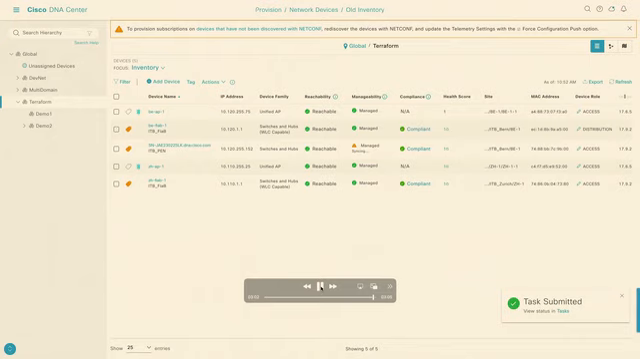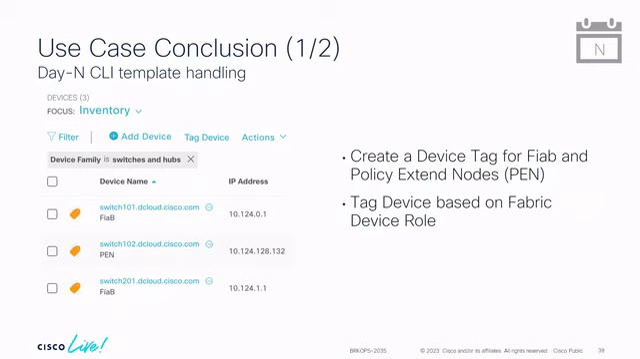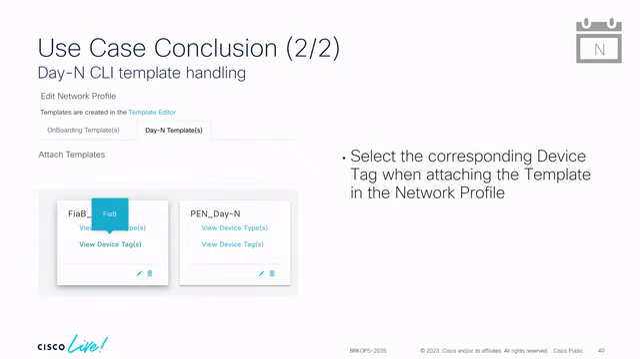So let's move back to the presentation then. To summarize the template handling, we created the device tag and assigned the device tag to the network devices. And then afterwards, we have been able to select the corresponding configuration and added that to the network profile. And during provisioning, we have seen the distinction between the two CLI templates afterwards.